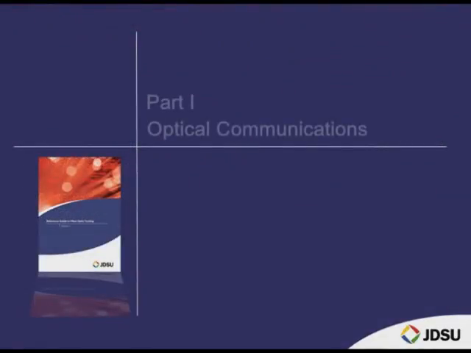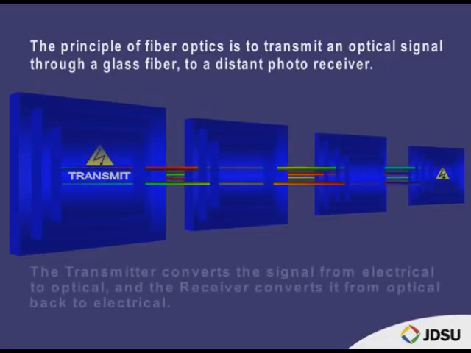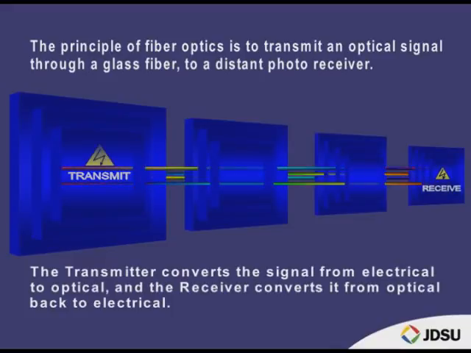Let's start with an overview of optical communications. The principle of fiber optics is to transmit an optical signal through a glass fiber to a distant photoreceiver. The transmitter converts the signal from electrical to optical, and the receiver converts it from optical back to electrical.